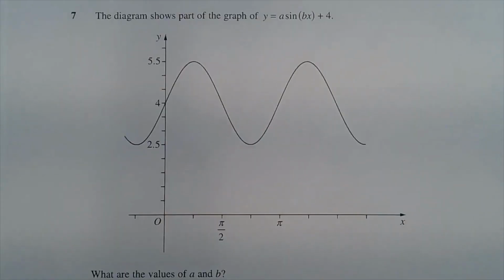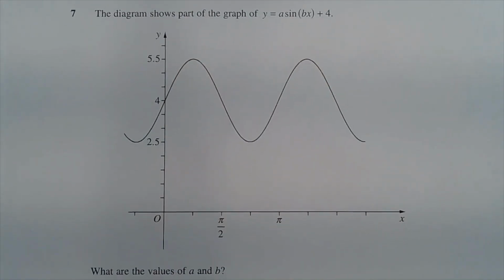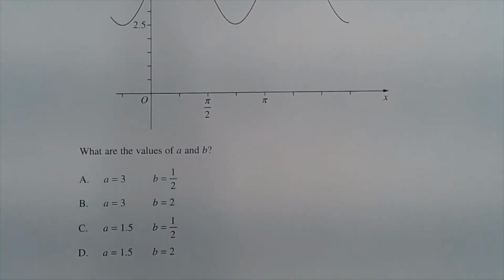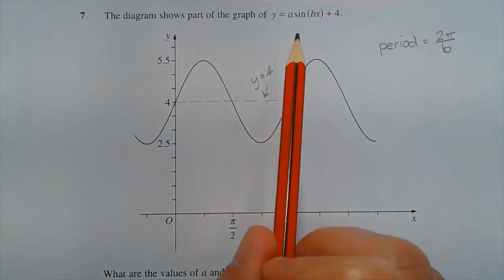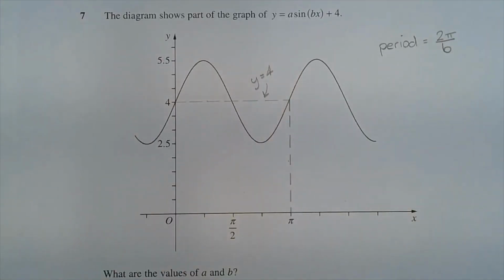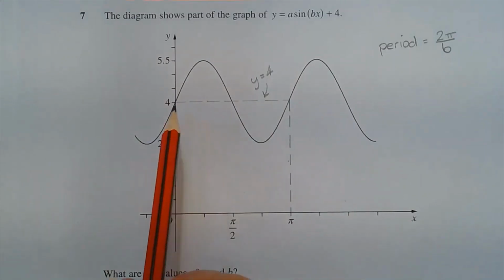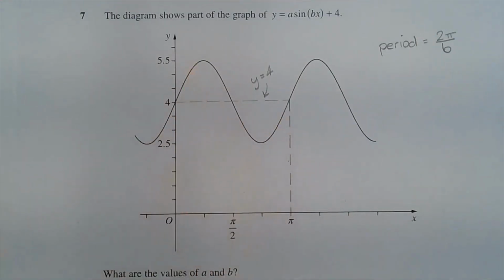Question 7. The diagram shows part of the graph of y equals a sine bx plus 4. What are the values of a and b? A represents the amplitude of the sine curve, which is the vertical distance from the line of centre to either the peak or the trough.